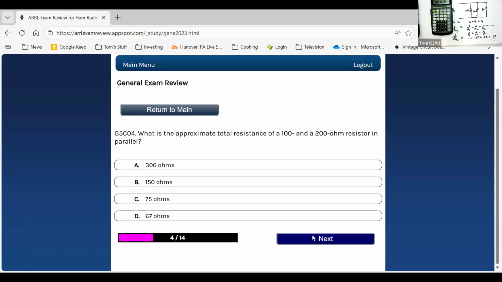Okay, so here's the next one. This is a 100 ohm and a 200 ohm resistor in parallel.